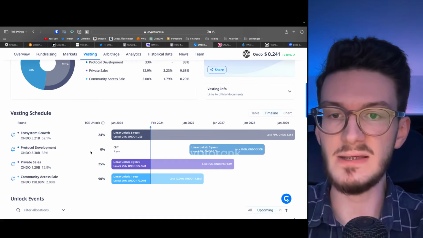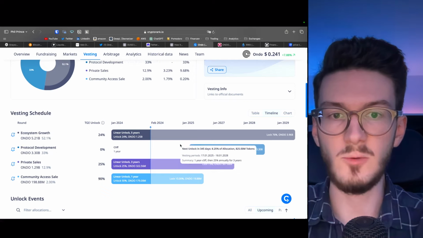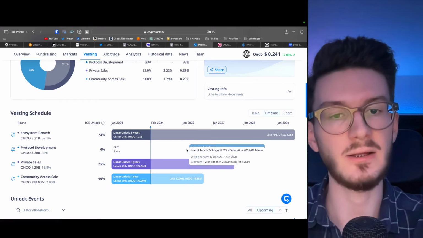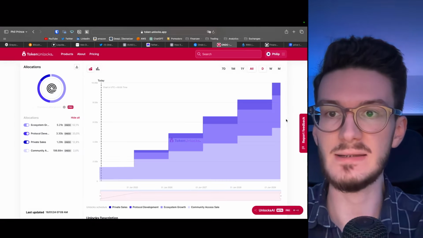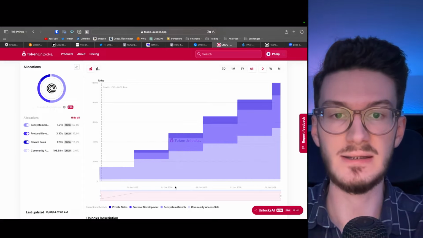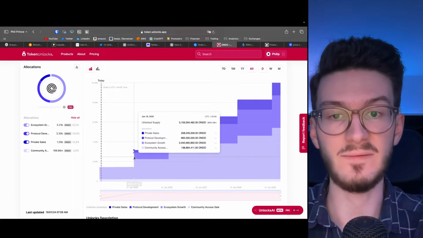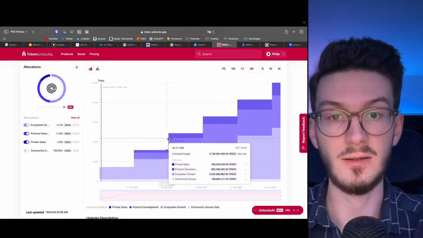Now for the vesting schedule, if we suspect the protocol development is the team, they will start to unlock in a year, which is pretty healthy and shows great team conviction. But if we look at the chart view, we can see that Ondo Finance has chosen to unlock in stairs. This means there will be potential big selling events, as extreme amounts of tokens will get unlocked on these dates.